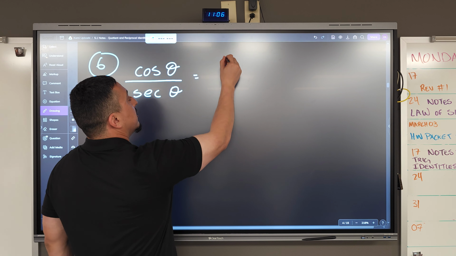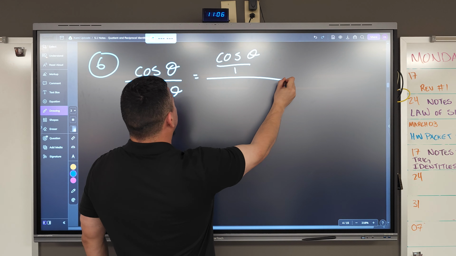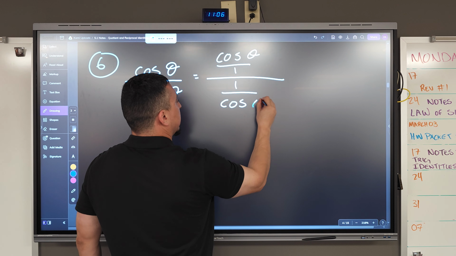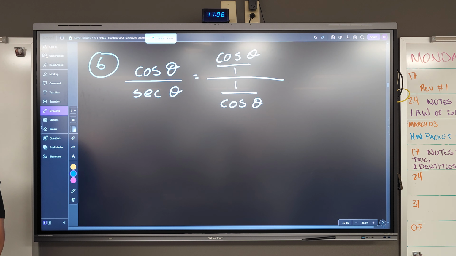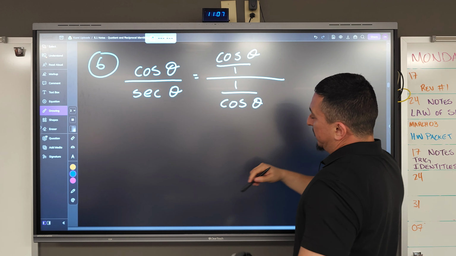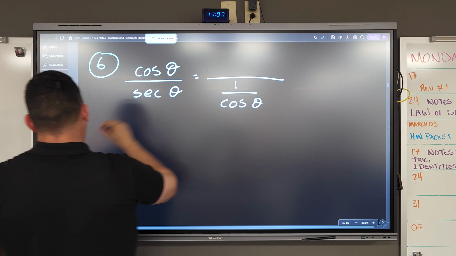Okay, so cosine theta over 1 over 1 over cosine theta. Guys, on these, right? What's throwing you off on that one, Abby? The top one. It's because of what happens. So before, let me erase that. I just skipped a step. I'm sorry.